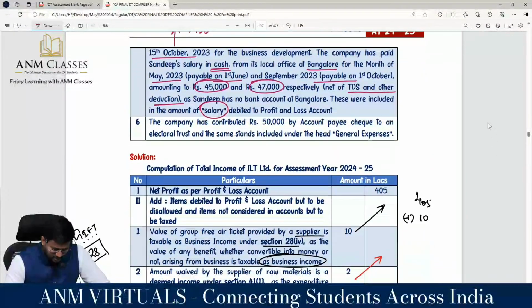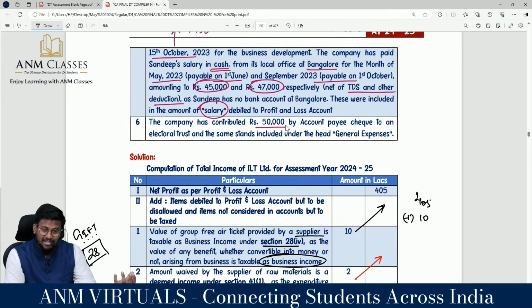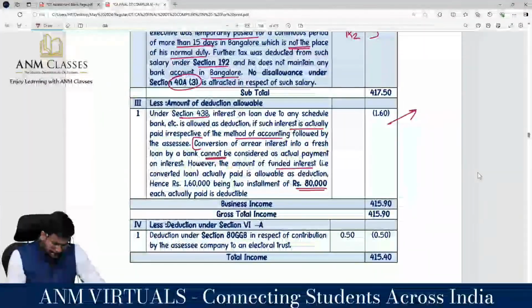The last point, I think. Company has contributed 50,000 by account payee cheque to an electoral trust, 80GGB, 80GGC. Contribution to political party by Indian company, contribution to political party by other than Indian company. Right? Chapter 6 deductions we have completed. And the same is included under the head general expenses. No, this should not be debited to general expenses. Correct? First, it should be added back, and it can be claimed as a Chapter 6 deduction under 80GGB or 80GGC as the case may be.